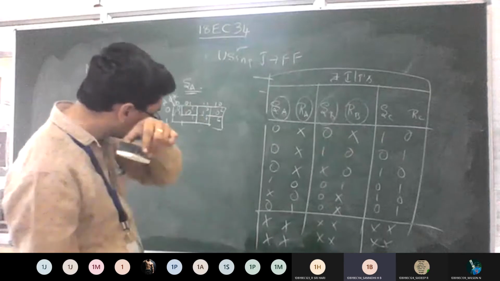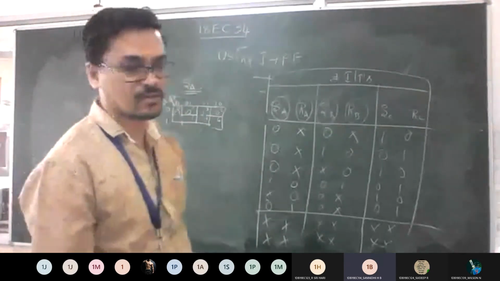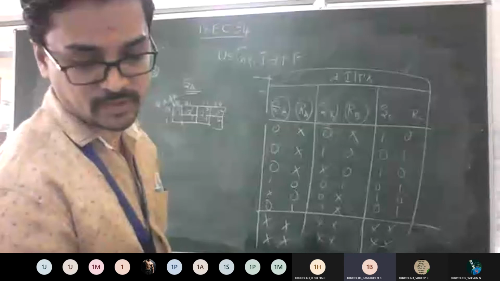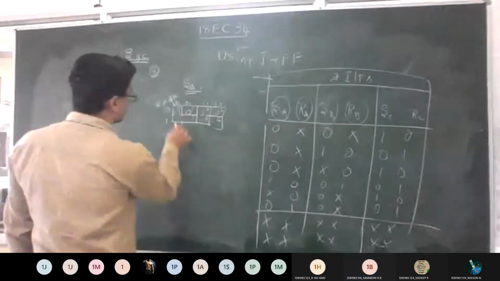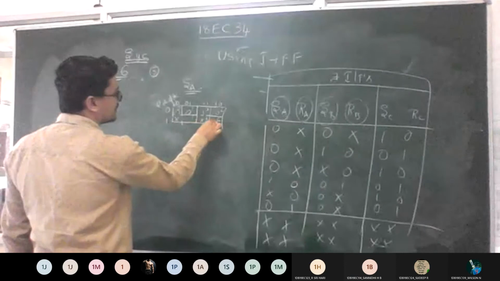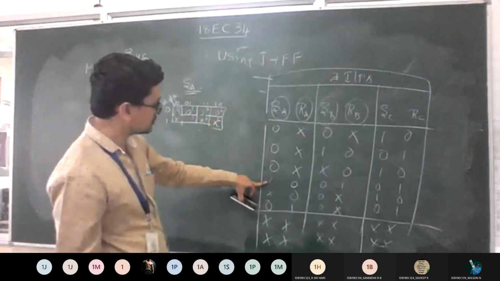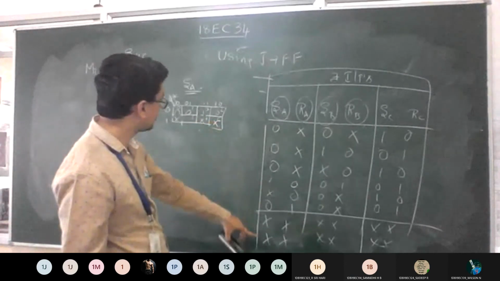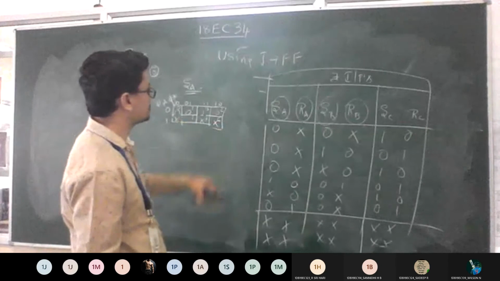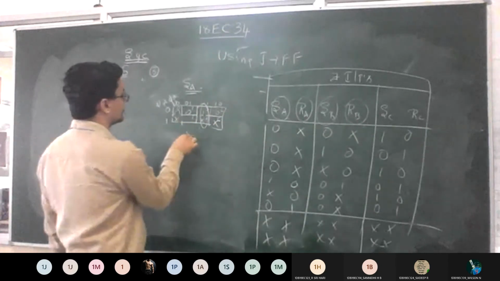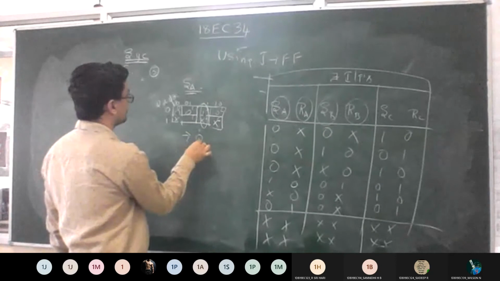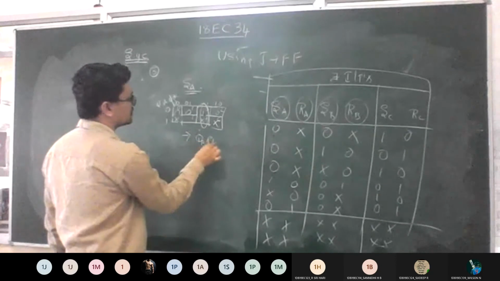4, 6, 7. Consider the condition x. How many x do you have? Here 1x, here 1x, here 1x. So this is your 3, 4, 5, 6. So how will the K-map be? Correct, and draw. What is the expression? I think it's QB, QC.